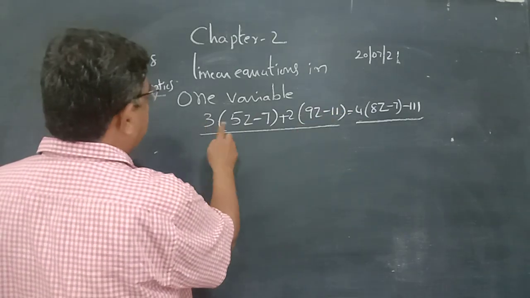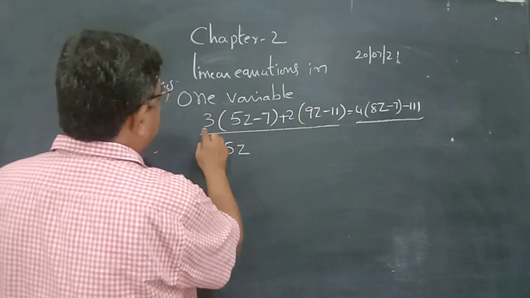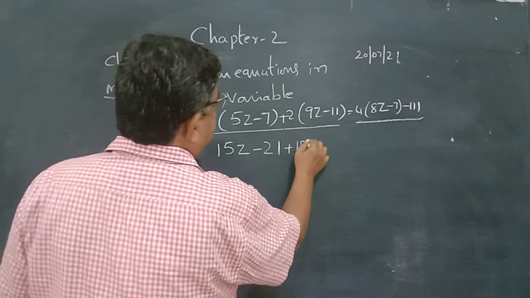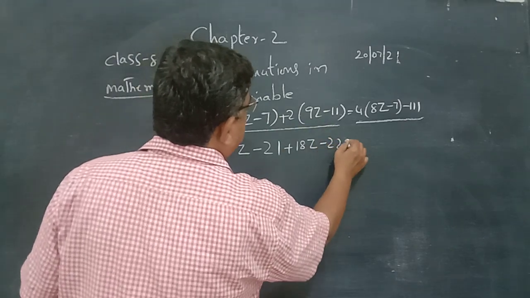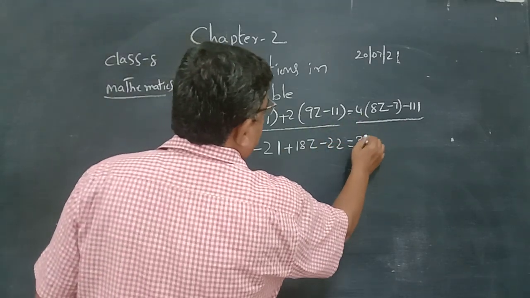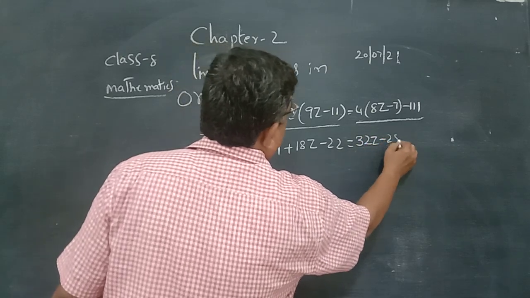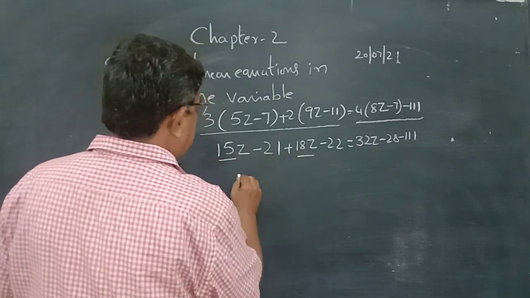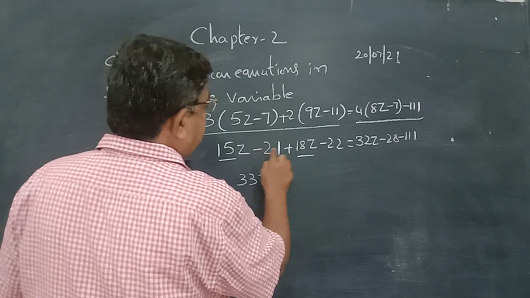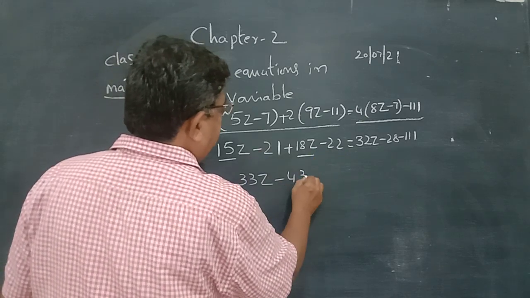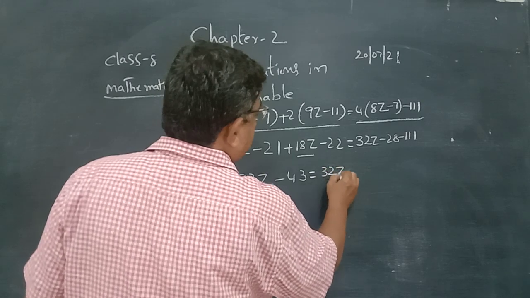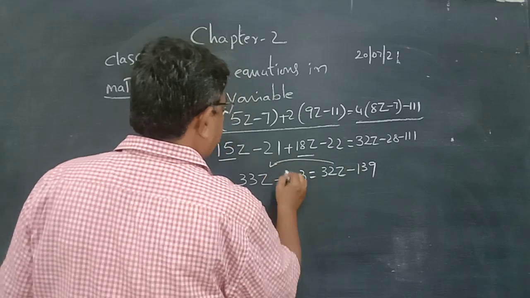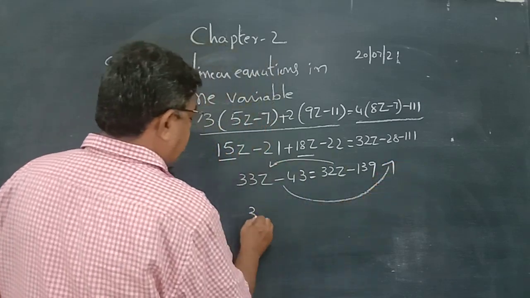First step as it is, 3 into 5, 15z, 3 into minus 7, minus 21, 2 into 9z, 18z, 2 into minus 11, minus 22, equal to 4 into 8, 32z, 4 into minus 7, minus 28, minus 111. Now, like terms, 15z plus 18z, 33z, minus 21, minus 22, minus 43 is equal to 32z, minus 28, minus 111, minus 139. Now, bring 32z to the first side and take minus 43 to the other side.